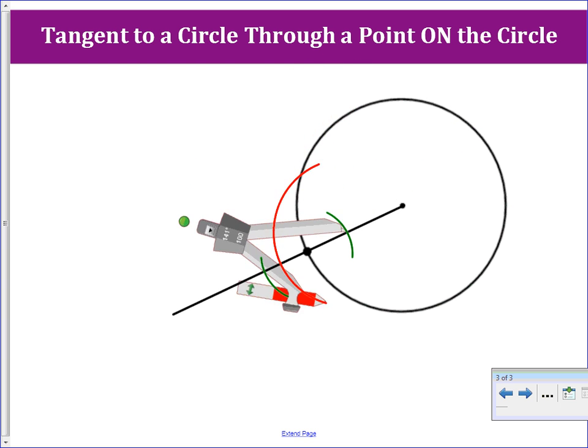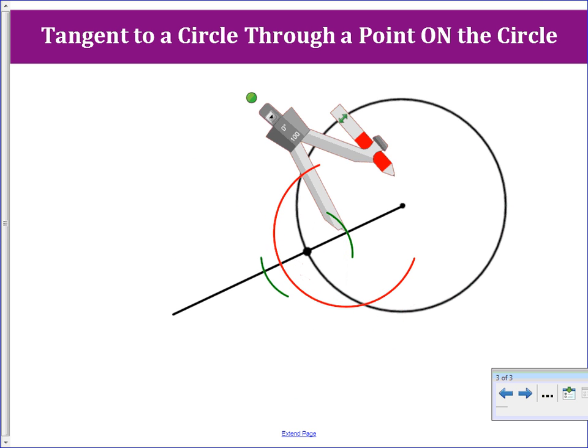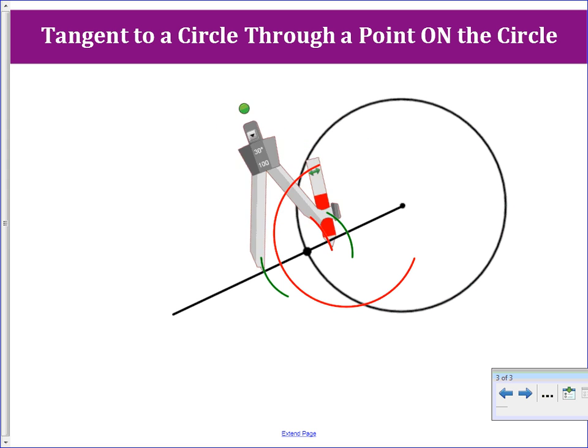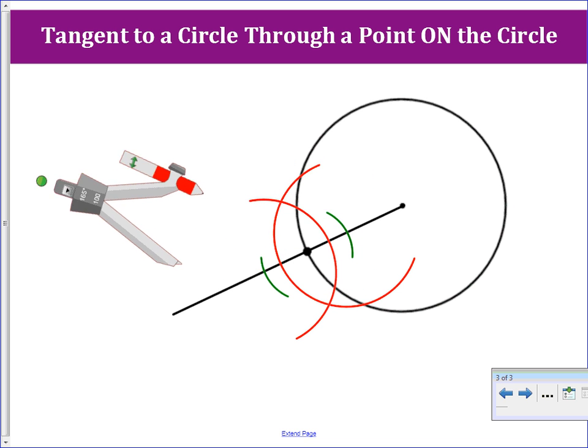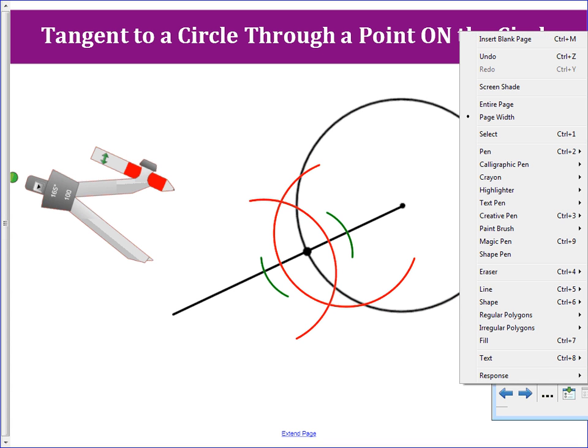Draw an arc above, draw an arc below. After I do that, I have to switch and do it on my other side. So I move my compass to my other intersection point, and I do the same thing. I draw my arc above the line and below the line. The final thing that you have to do to complete this construction is connect the intersection of the two arcs.